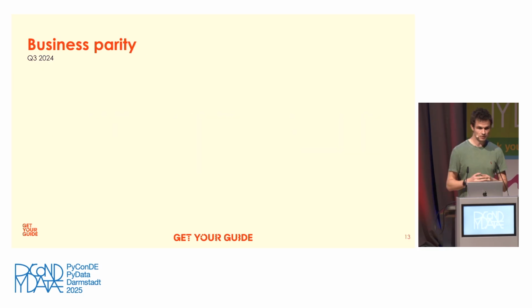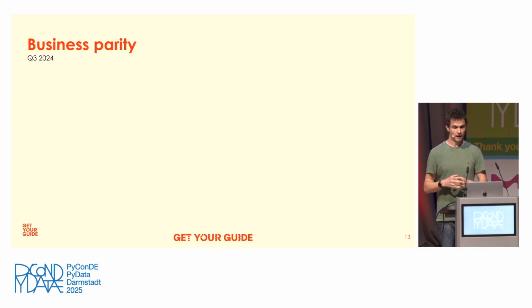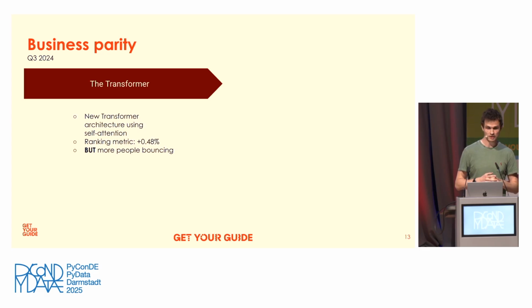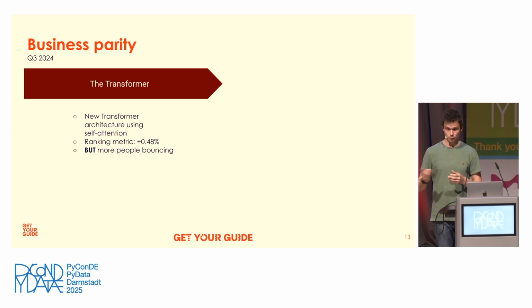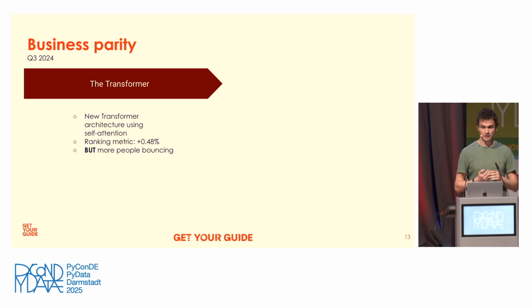Then in Q3, we continued and said, okay, now we are trying to move towards business parity, meaning that we want to have the same business performance as the tree-based approach. And so for that, we started experimenting with new architectures, and what we saw is that changing to a transformer architecture using self-attention helped us. And we saw big improvements in our ranking metrics, and we were pretty excited to test it in an A/B test. But what we saw is that we actually had more people bouncing on our website, meaning we had more people on the B side who, when they saw the new ranking, just looked at the page, but did not click on anything and just came back, closed our page.